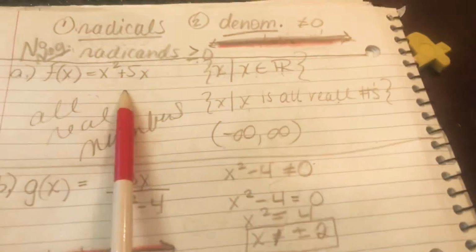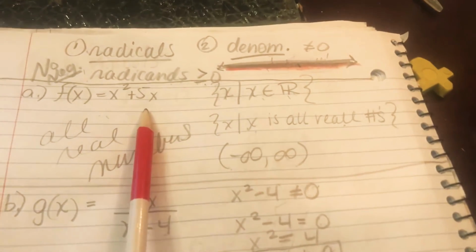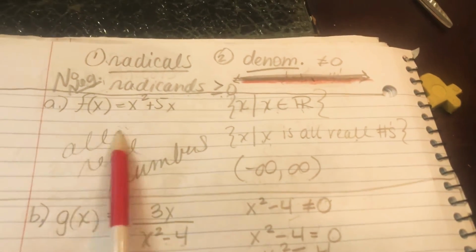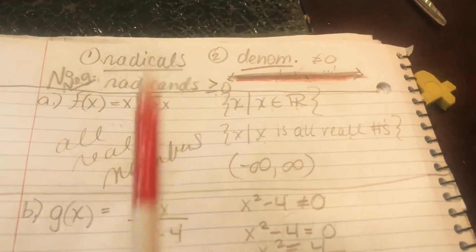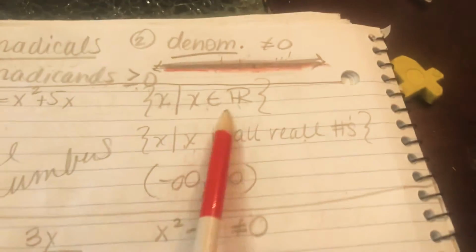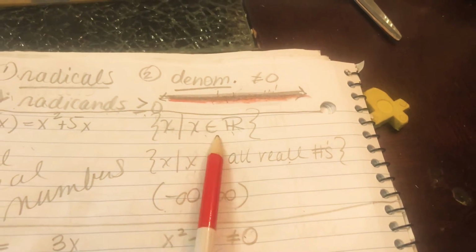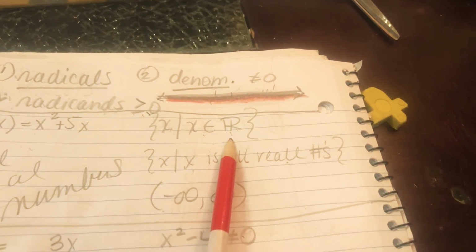So the first one, you really had no work to do. There's no radicals and there's no denominators. So that means the domain is all real numbers, okay? There's no restrictions. I know we didn't really discuss this way of writing, but you can write x such that x belongs to the set of all real numbers, okay?